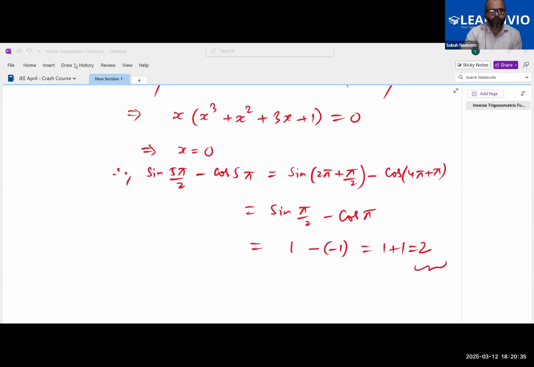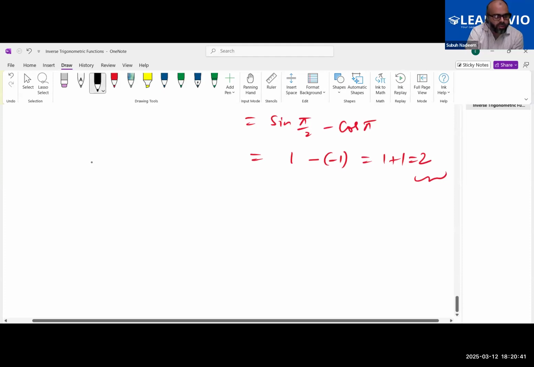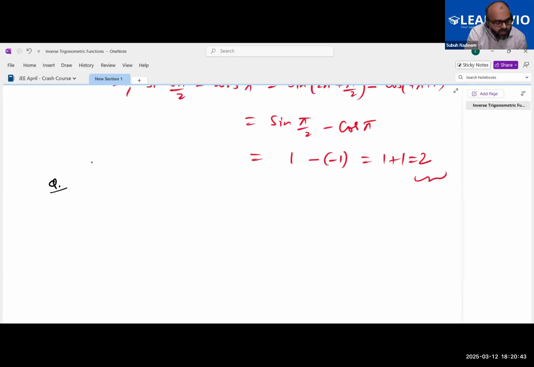Now we have a question on domain. These types of questions are not too difficult. Okay, domain questions, you can do them if you know the principal value concept. So it says that if x is equal to sec inverse of 2x by 5x plus 3, you have to find its domain basically. Okay, this is a question which came in 2023.